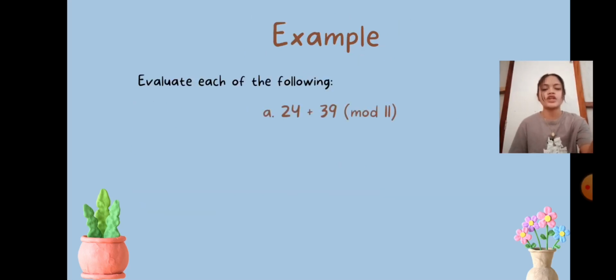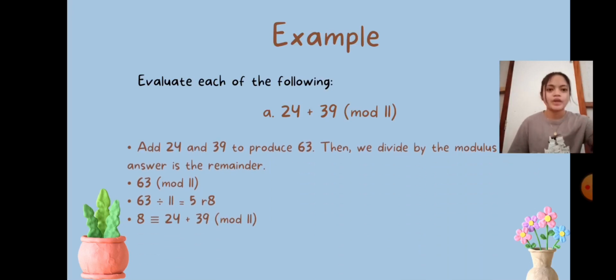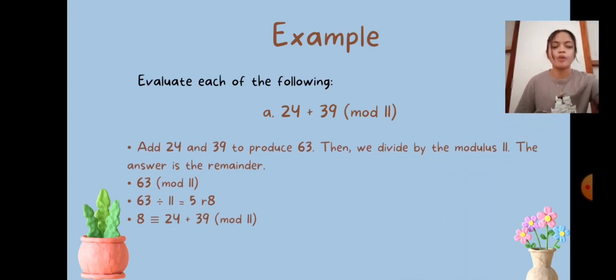So we have here an example. Evaluate each of the following. A, 24 plus 39 mod 11. We add 24 and 39 to produce 63. Then we divide by the modulus 11, and the answer is the remainder. So we have 63 mod 11. Ang 63 divided by 11, we get the quotient 5 and the remainder 8. So, ang 8 is congruent to 24 plus 39 mod 11. So, nasabtan.